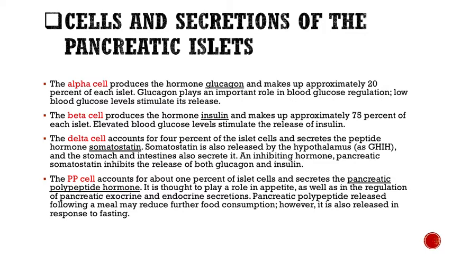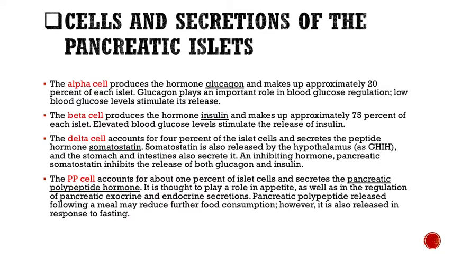The delta cell accounts for 4% of the islet cells and secretes the peptide hormone somatostatin. Somatostatin is also released by the hypothalamus as growth hormone inhibiting hormone, and the stomach and intestines also secrete it. An inhibiting hormone, pancreatic somatostatin inhibits the release of both glucagon and insulin.